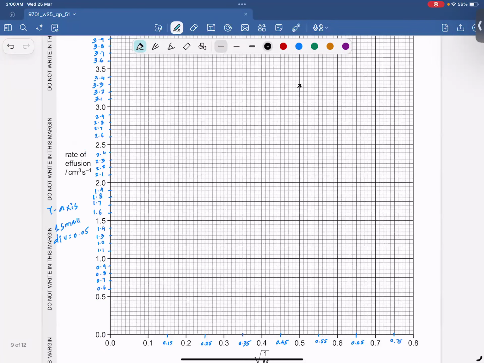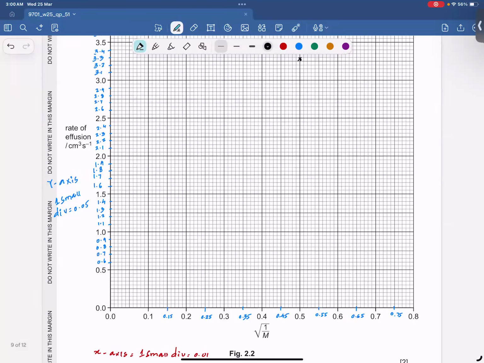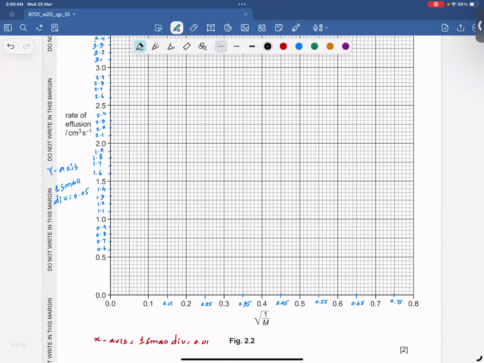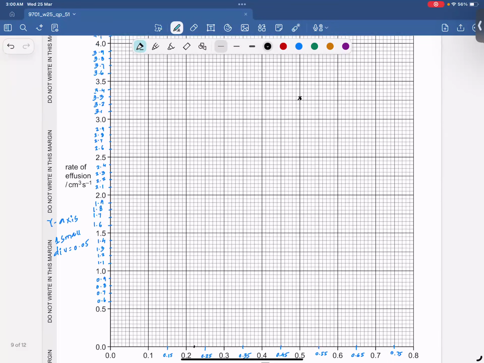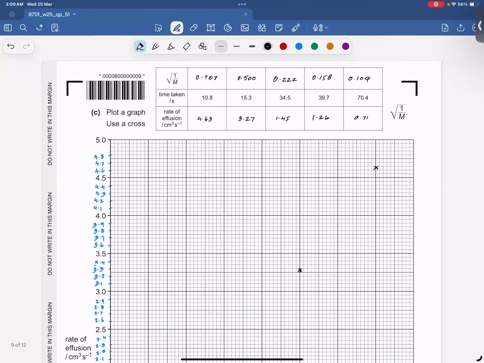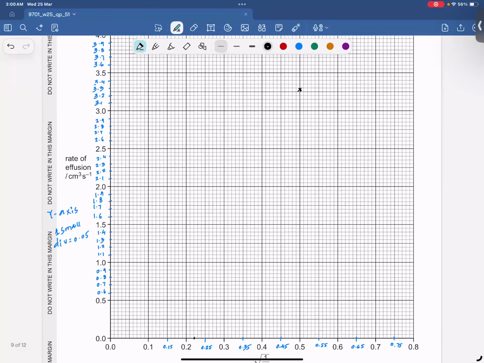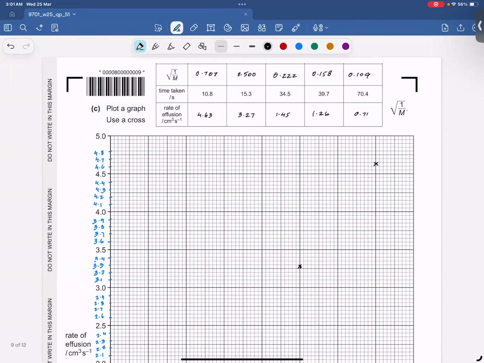0.5 and then 0.222. 0.2 plus 0.01 plus 0.01, so this is 0.222. And we have how much? 1.45. Somewhere around here. Okay. These are coming out only nearest, we can't make them exact.